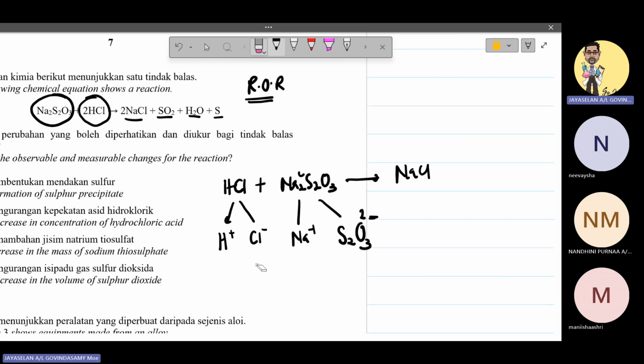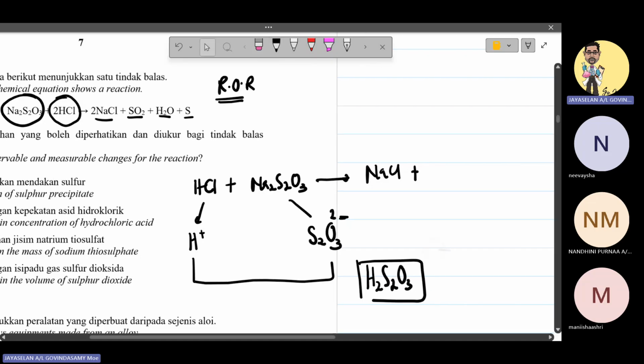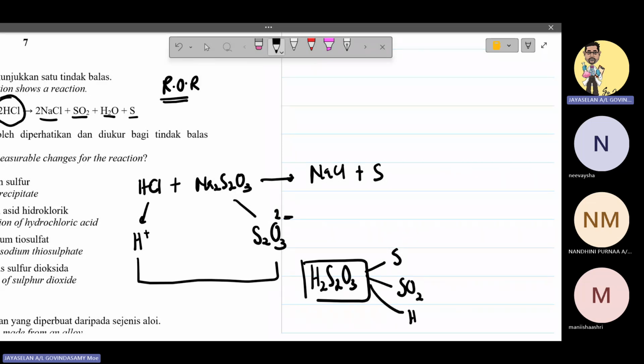Okay, next one. When the hydrogen ion and thiosulfate ion join, you will get thiosulfonic acid. This one you cannot put here. Why? Because it's an unstable compound. Products are always stable. So it will rearrange to give you sulfur, sulfur dioxide and water. Four products. Must memorize. Sulfur dioxide plus water.